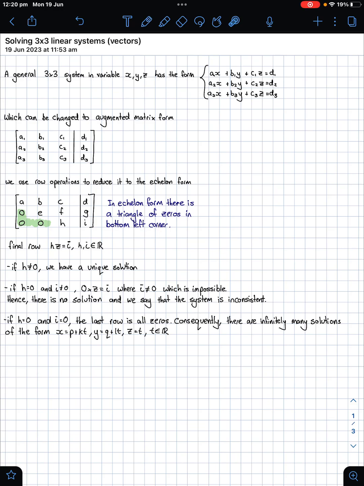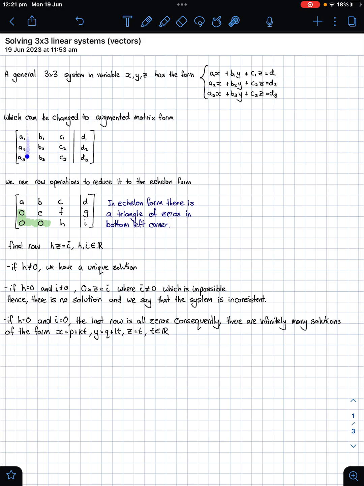All right, just quickly rolling through solving a 3 by 3 linear system. So a general 3 by 3 system in variables x, y, z has the form, this is our 3 equations. These will look like our equations of a plane. Similar to what we did in relationships of lines, that section, we can change these into an augmented matrix like this. So all the coefficients become these.